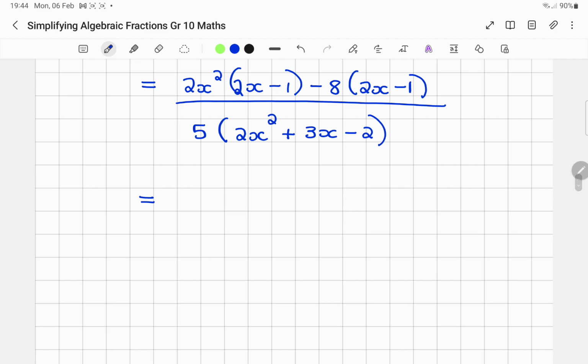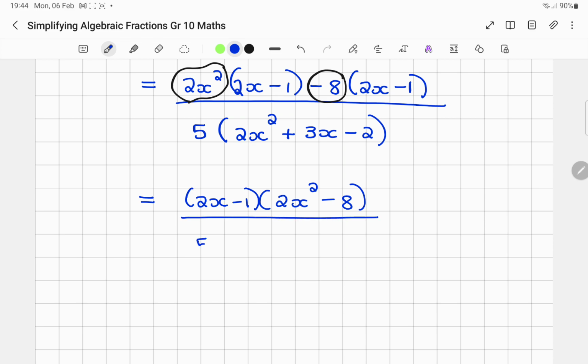Then I'm going to take out a common bracket. What am I left with? I'm left with 2x squared minus 8, all over 5. Now I need to do this trinomial quick and fast.